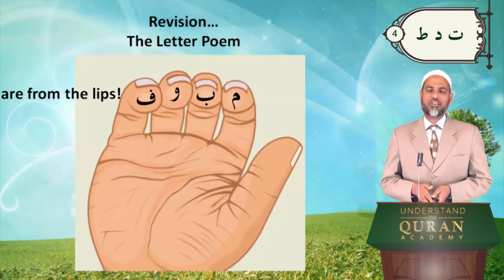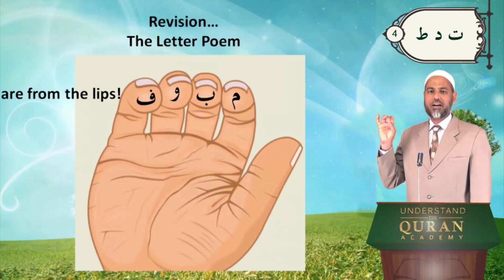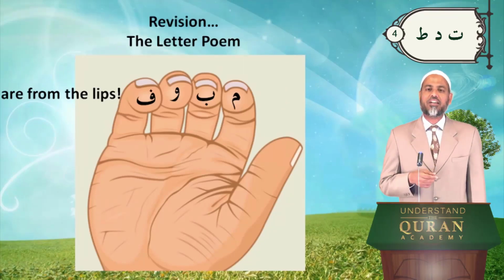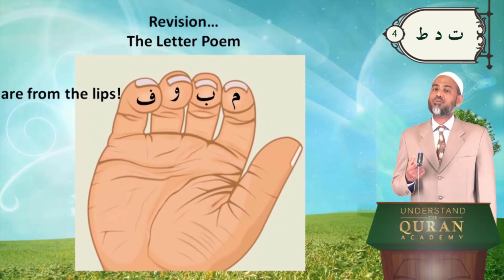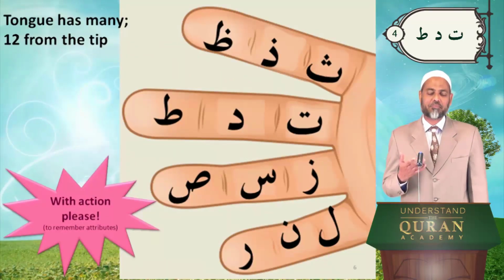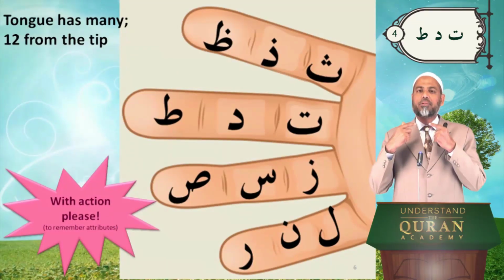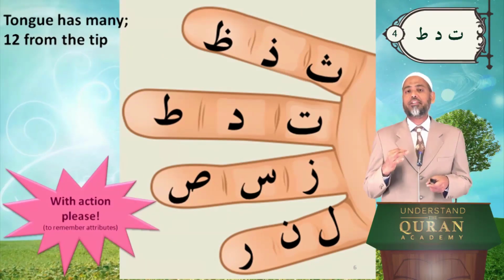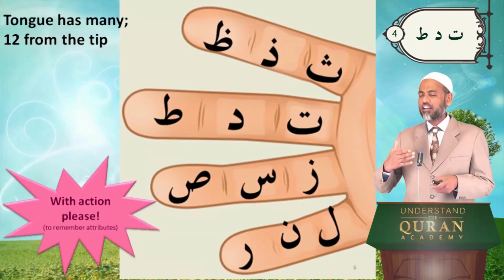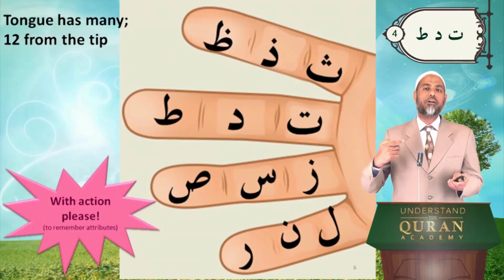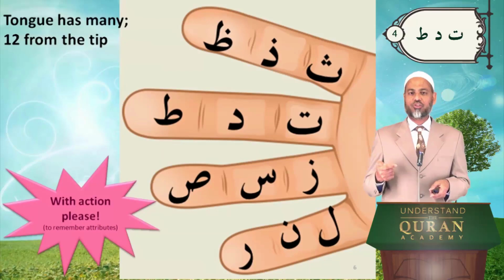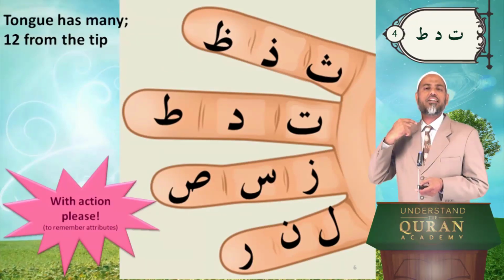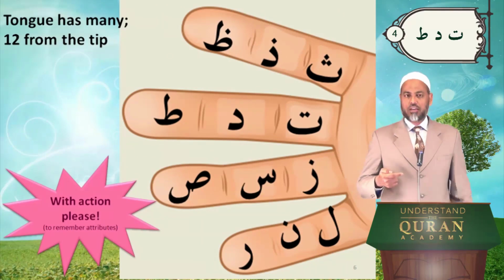What have we learned so far? The letters meem, ba, wa, fa are from the lips. Beautiful. Tongue has many, 12 from the tip. Remember this, okay? Because then you will remember the makharij, the articulation, the pronunciation of these letters, and that's very important. So if you learn like this, you will remember their right pronunciation also. And that's why we are teaching these letters in the order of pronunciation, which is very important. So 12 from the tip.